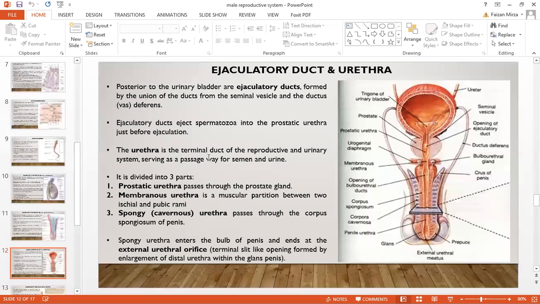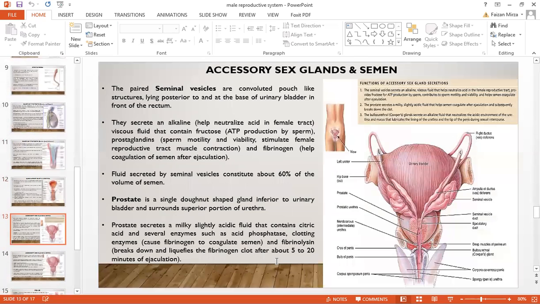The urethra is a terminal duct of the reproductive and urinary systems, a common pathway in men. It is divided into three parts: the prostatic urethra, the membranous urethra, and the spongy or cavernous urethra. The prostatic urethra passes through the prostate gland. The membranous urethra is a muscular portion between the ischial and pubic rami. The spongy urethra passes through the corpus spongiosum of the penis and enters the bulb of the penis. At the end is the external urethral orifice, a terminal slit-like opening formed by the enlargement of the distal urethra within the glans penis.